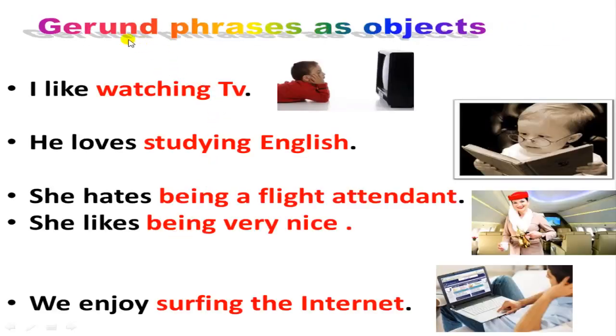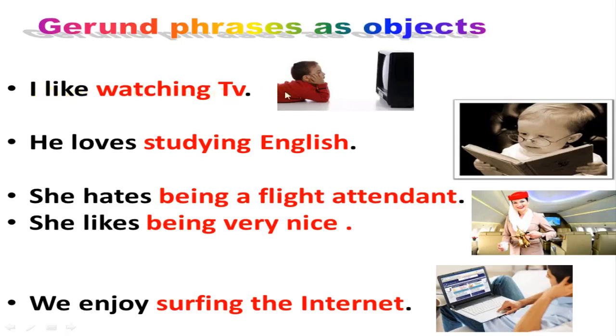Now, gerund phrases as objects. We said gerund: verb plus ing. Phrase: two or three words, and these words don't make a sentence. They don't give me a meaning. Like watching television. Studying English. Being a flight attendant. Being very nice. Surfing the internet. They are objects because we have subject, verb, object.